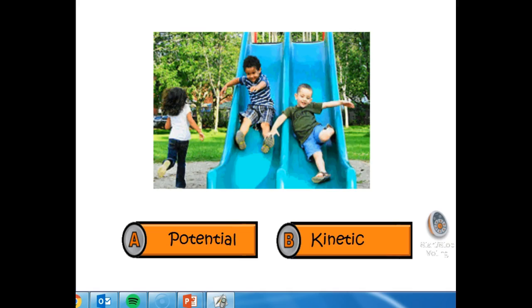Now, this is both, but listen to my description. The boys are sliding down the slide. Potential or kinetic? Right, it's kinetic because they're in motion. Kinetic energy is the energy of motion. They do still have potential energy, though, because they're not all the way to the bottom. They're up higher than they were originally, so they do have some stored energy.